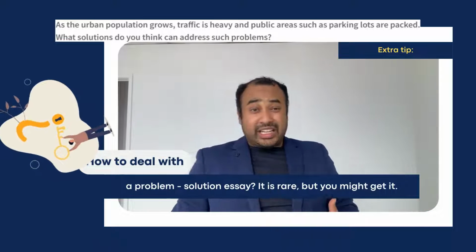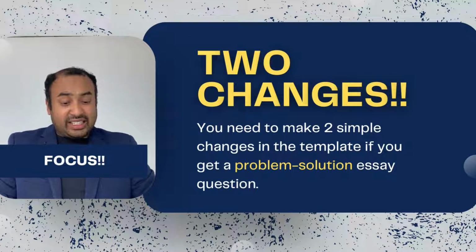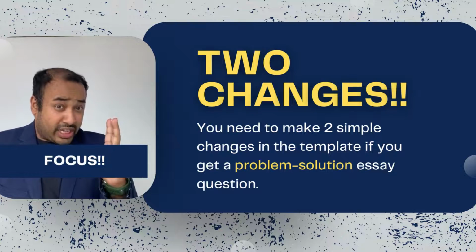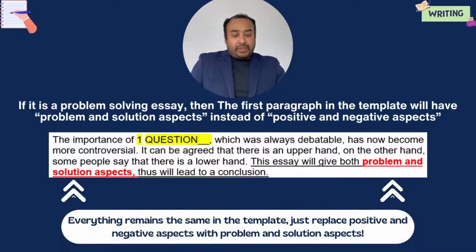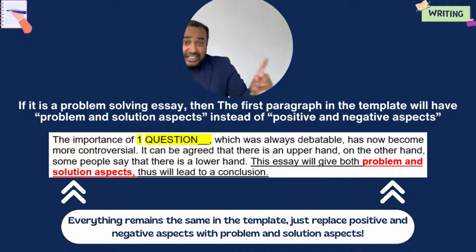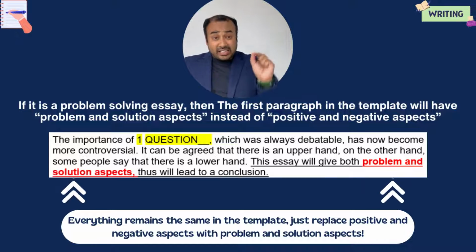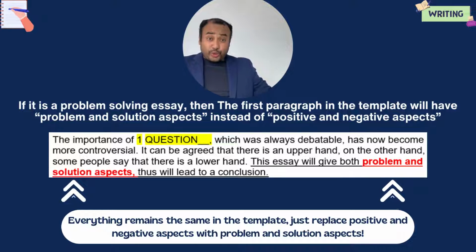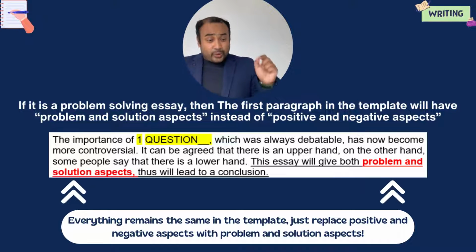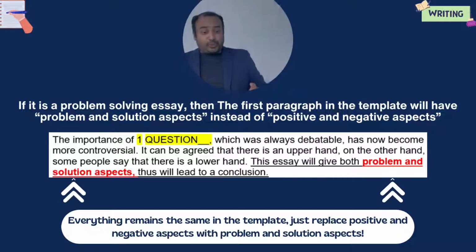You don't get too many of these, you probably won't even get it, but in case you do, you still write the same template, everything remains the same, just 2 things will change. Number 1, in your introduction paragraph, can you see there? It says this essay will give both positive and negative aspects and thus will lead to a logical conclusion. Here you need to change it. Instead you write, this essay will give both problem and solution aspect. So you're just changing those 2 words. All right.